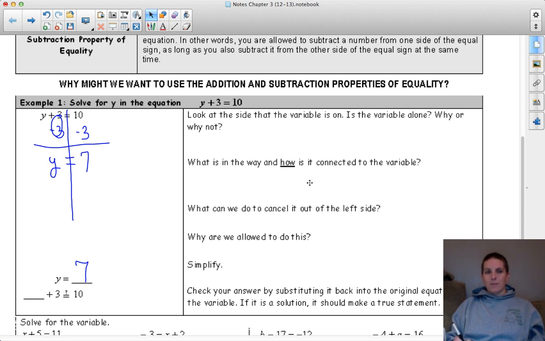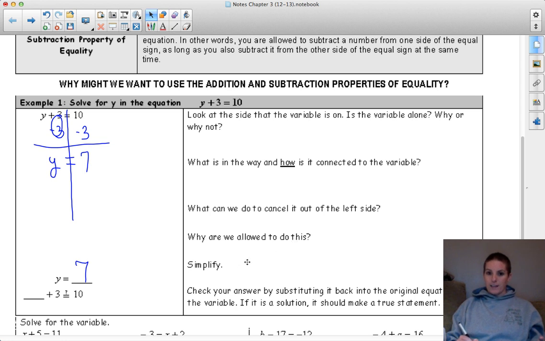That's kind of like thinking about what you would do if you knew the variable, what would you plug in, or what would you do to the variable? And we would add 3. What can we do to cancel it out of the left side? We already did that. We subtracted 3. And we're allowed to do that because of the subtraction property of equality.